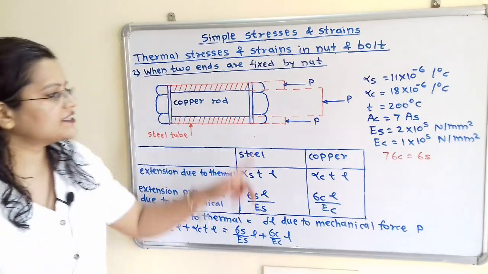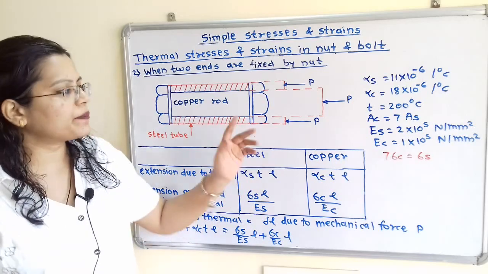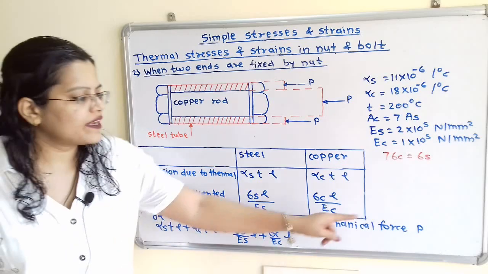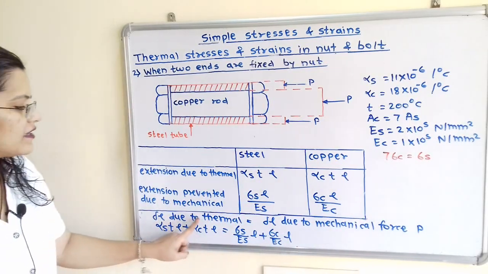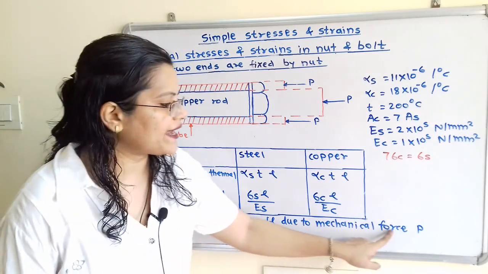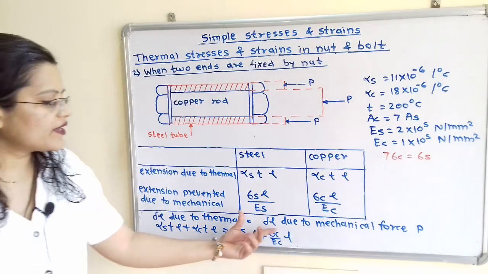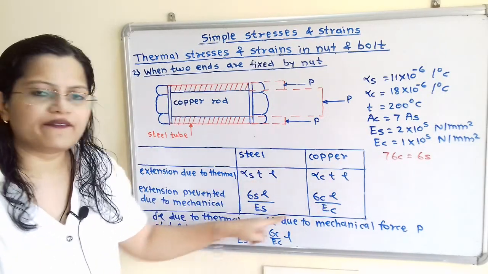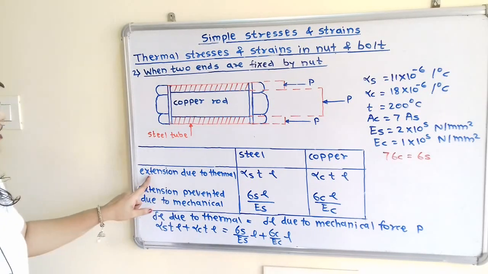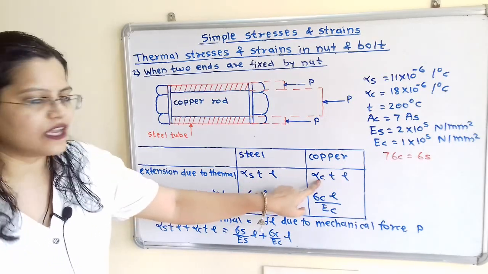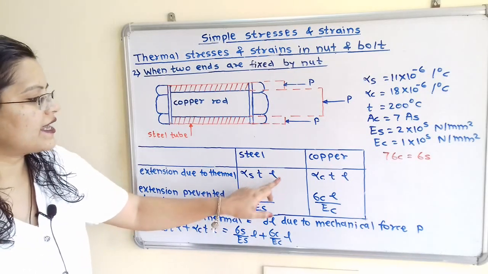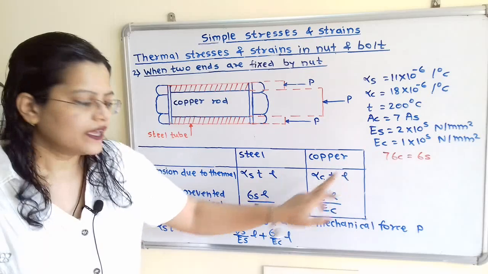In this case, the total change in length delta L is getting prevented by the mechanical force P applied by this nut. So we will write the formula as delta L due to thermal energy is equal to delta L prevented due to mechanical applied force P. We have to write this value with reference to this table. So what is the total change in length due to thermal energy? Here we have to add these two values for change in length in steel and copper. So we will write alpha S T L plus alpha C T L is equal to.